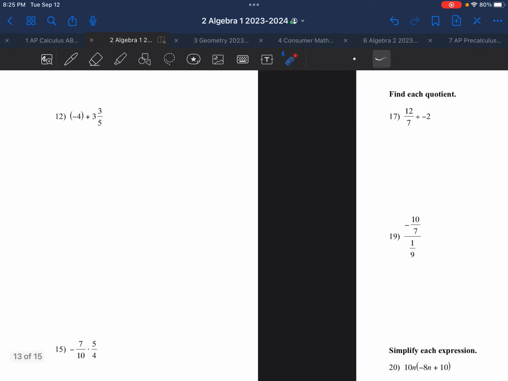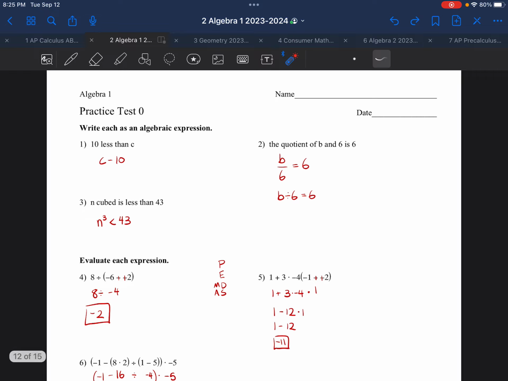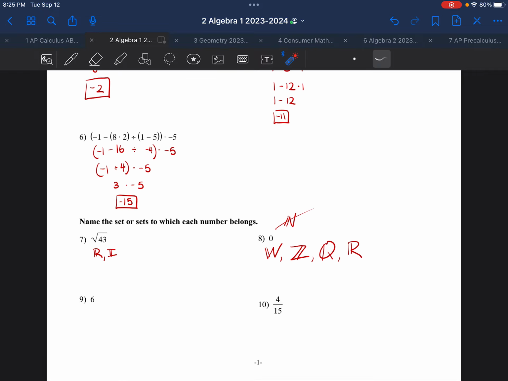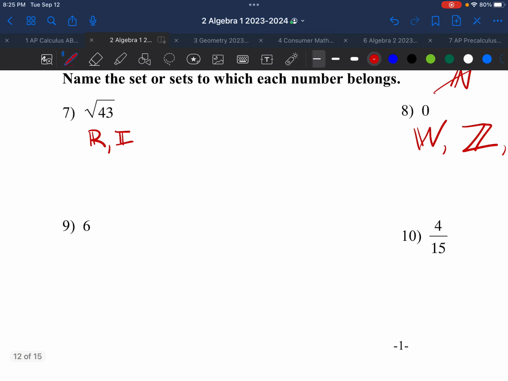Let's check on number 8. WZQR. Okay, I even got the order right. Good job, Mr. Sindel. Oops, I hit the undo button. All right, what about number 6? Number 6 is basically the same thing as the last one. It's kind of like this whole number, but this one is a counting number, so I'm going to add the N in this case. So it is natural. Those are the first sets of numbers that humans discovered. It is a whole number.